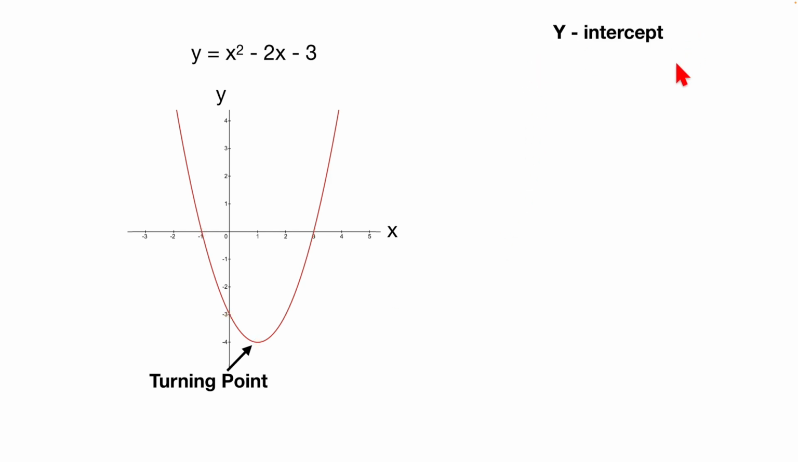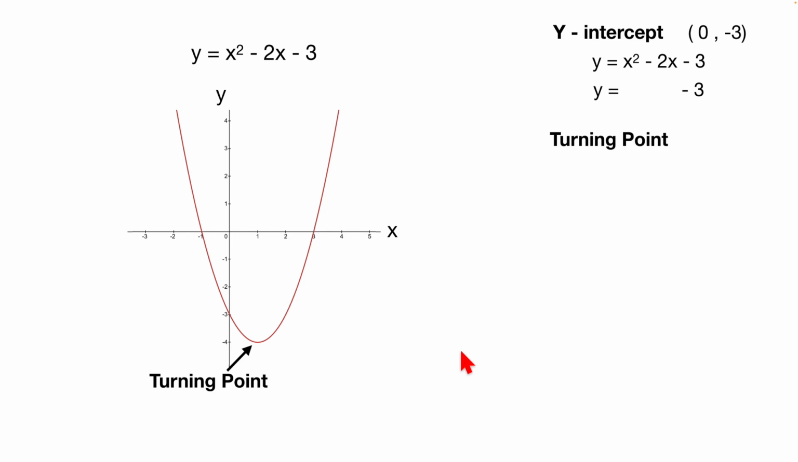The y-intercept, probably the least interesting thing about this graph. y equals x squared minus 2x minus 3. When x is 0, you are on the y-axis, and this is where the y-intercept is. So when we make x equal to 0, we get y is equal to minus 3. The x squared and the 2x both go to 0. So (0, minus 3) is the y-intercept. There's always a 0 here because it's always x equals 0 on the y-axis.